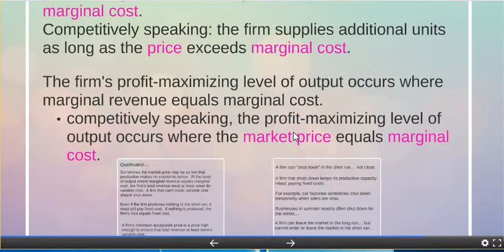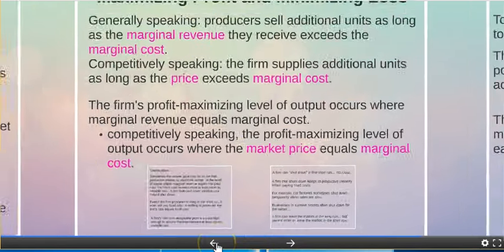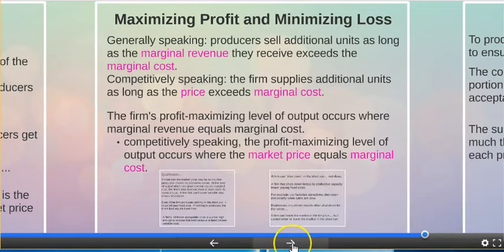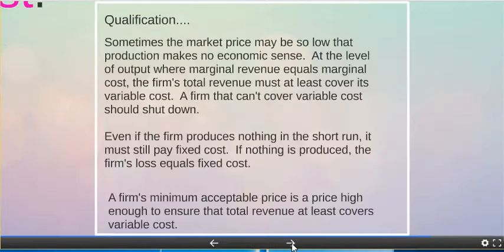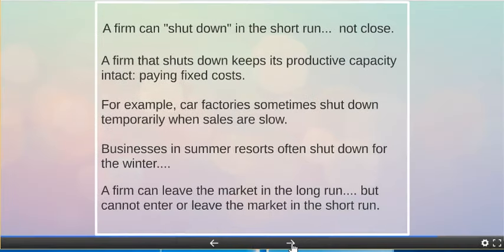All right, so a firm's, did we do that? Let me back up. Yep, this is what we just talked through. So, a firm can shut down in the short run, but it can't close because it has fixed cost.